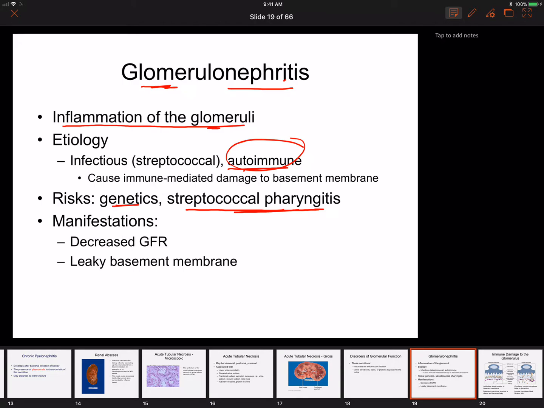And what happens, because of the involvement of the glomerulus, the glomerular filtration rate will decrease, and the basement membrane may get damaged and it becomes leaky. So that's why we see proteins and lipids passing into the urine.